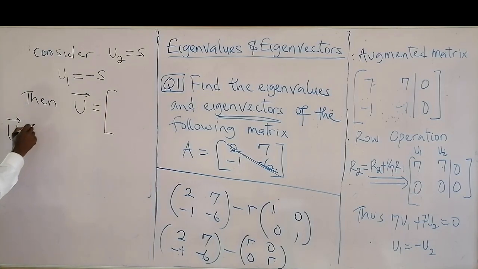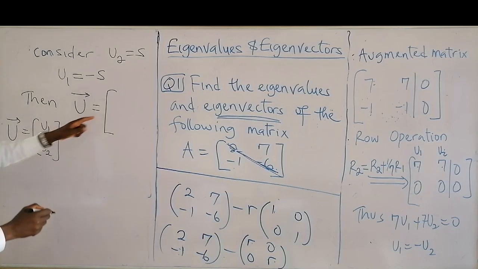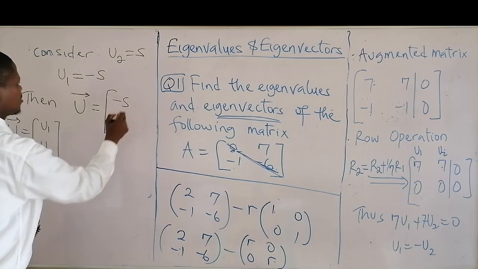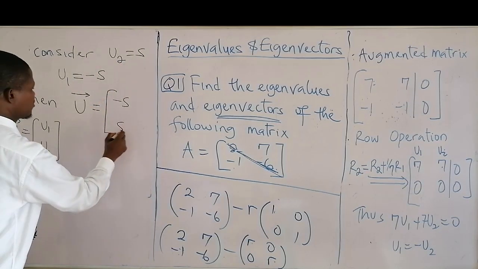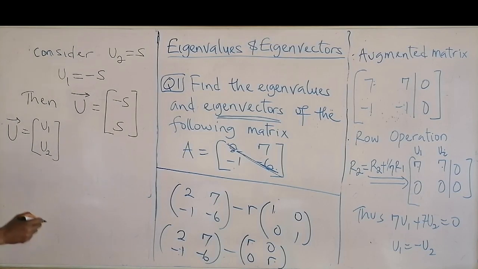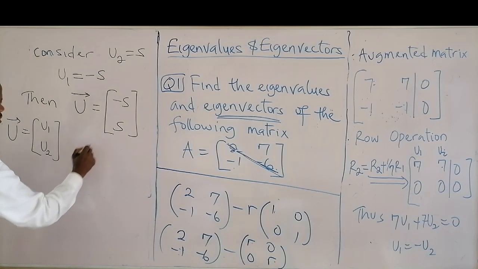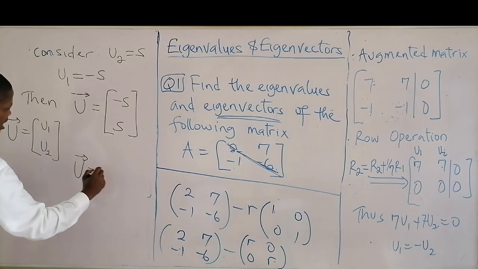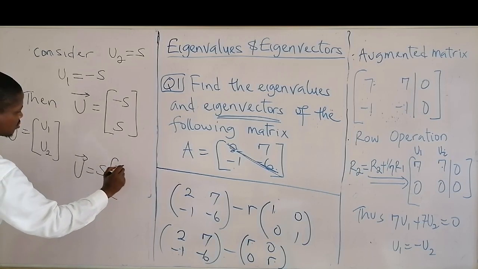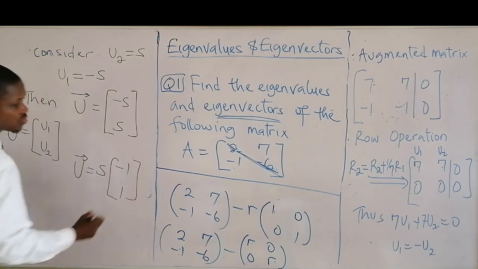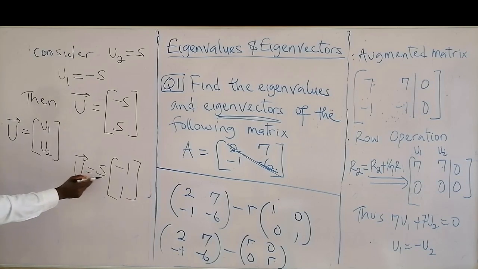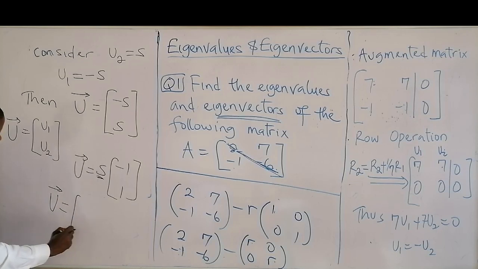This vector, the components are u1, u2. Okay? So for u1, we got minus x. For u2, we got x. Okay? So you can factorize the x outside, and that will be equal to what? Minus 1, 1. So we take this one to be 1. So the eigenvector is minus 1, 1.